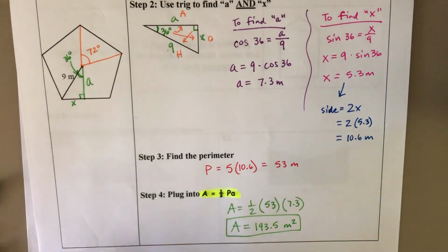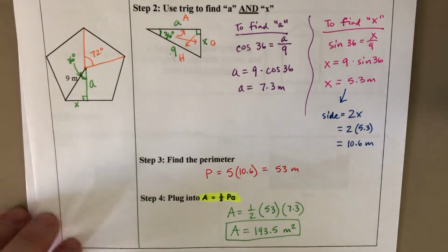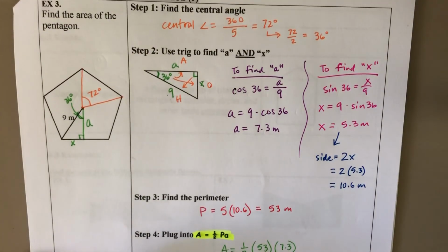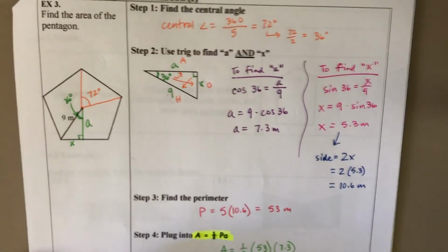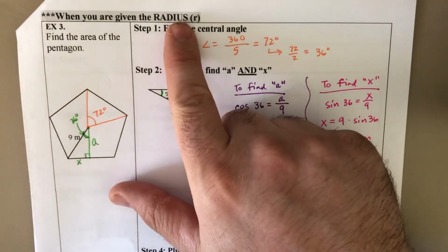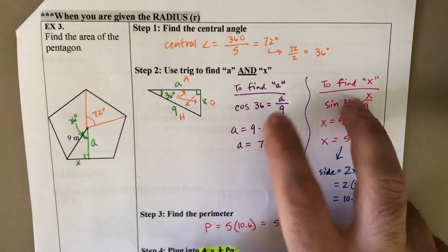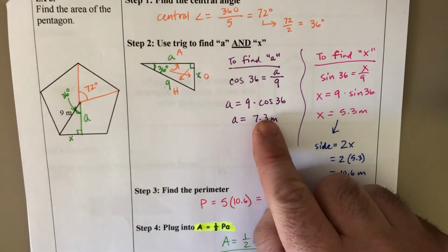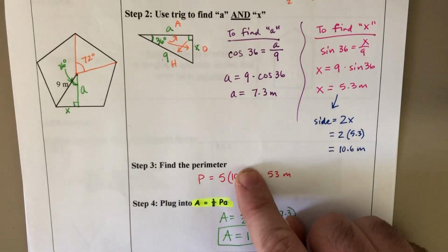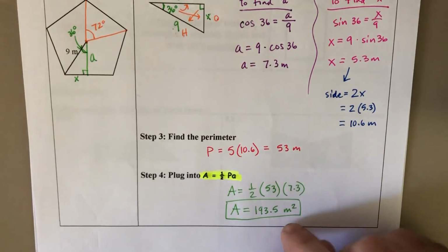Okay, so again, there's the 3 types. Radius is the most involved if you're given the radius, because that's when you, let me zoom out a touch, see if we can, oh, I am zoomed out as far as I can. Given the radius, that's the most involved because you're going to have to use trig twice to get both the apothem and half the side, to then double, to then get the perimeter, so you can have P and A to put in the formula.